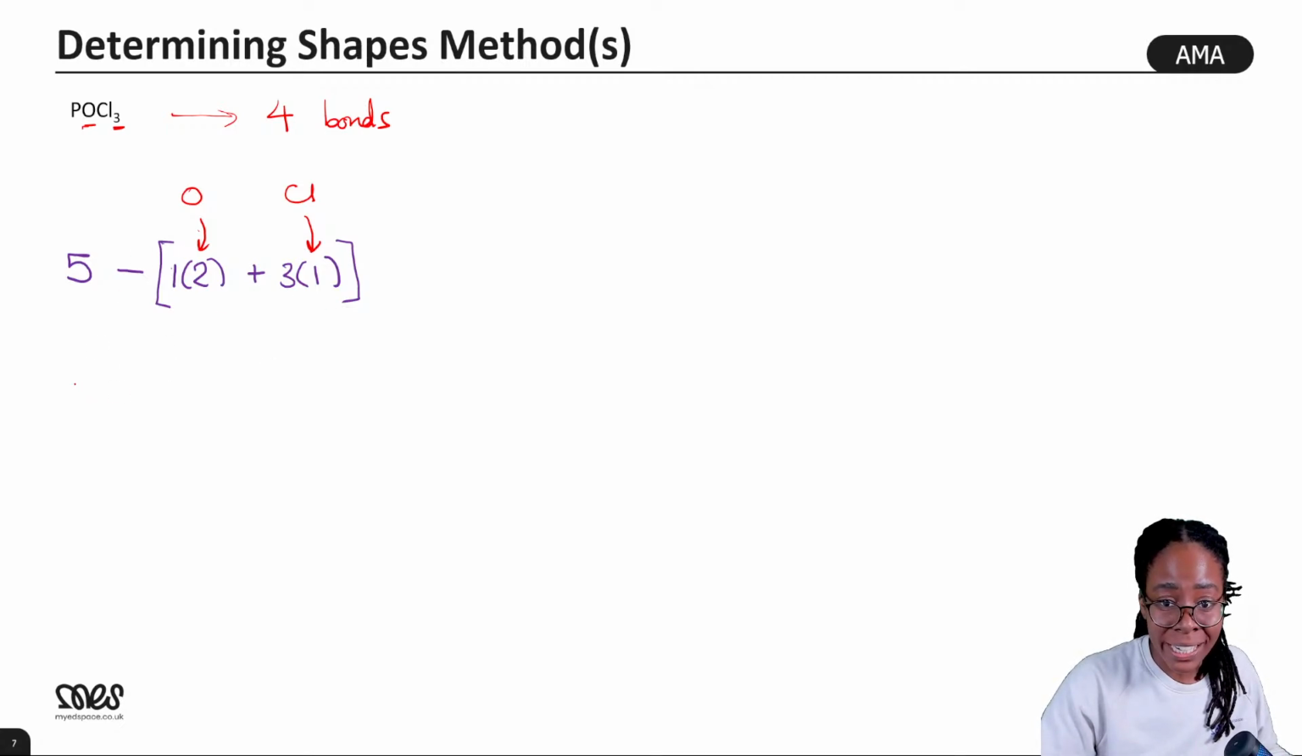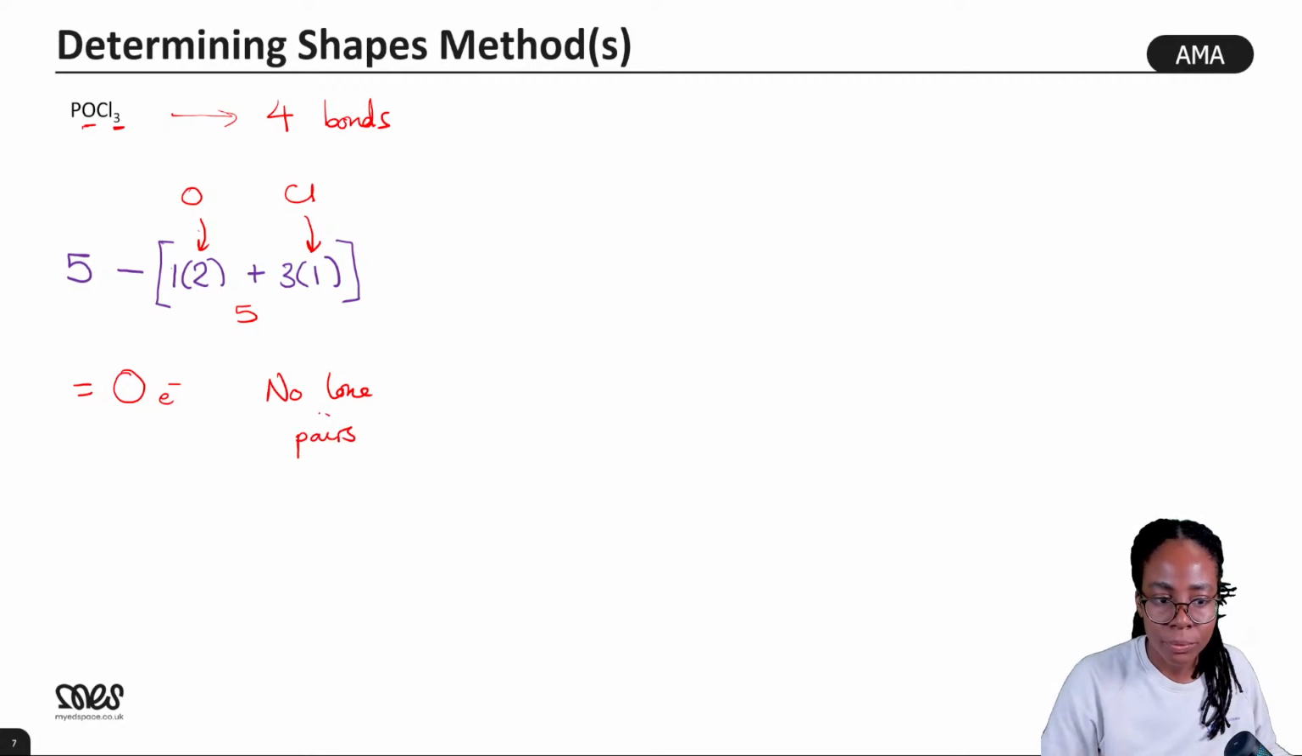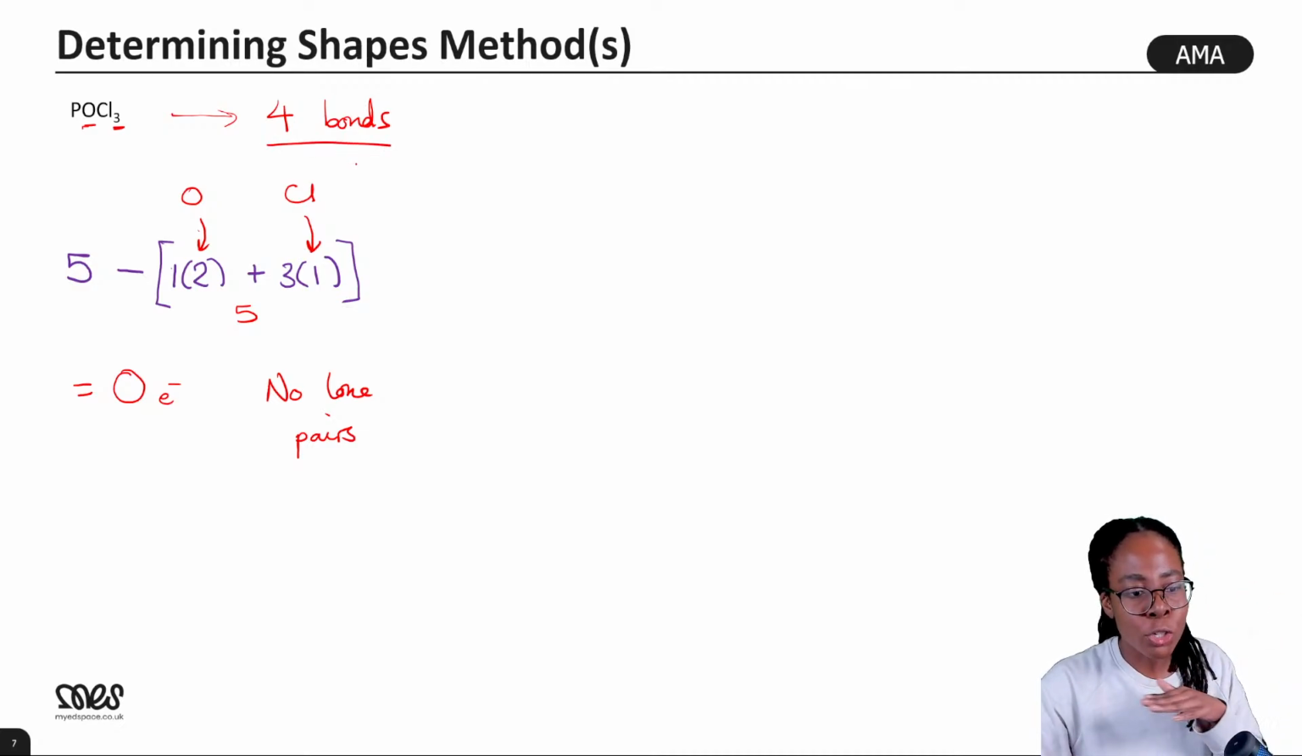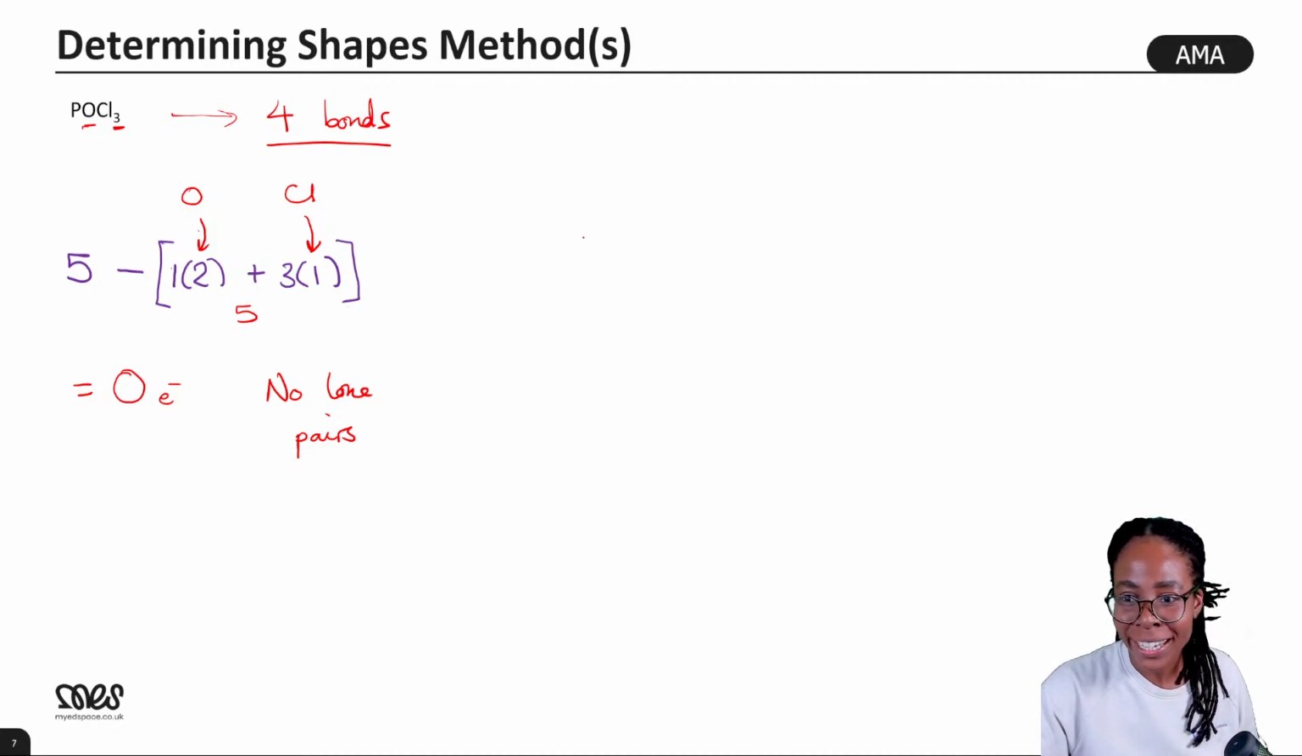Absolutely. We end up with 0: 5 minus 2 plus 3. So 5 minus 5 gives us 0 electrons left over. So there are no lone pairs. If we've just got 4 bonding pairs with no lone pairs, what shape do we have? Tetrahedral, lovely.